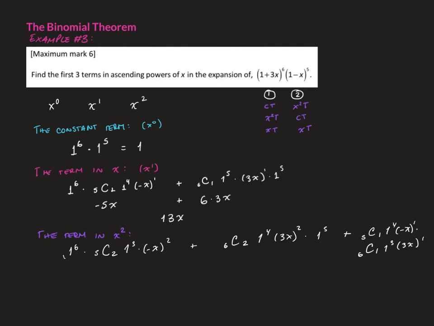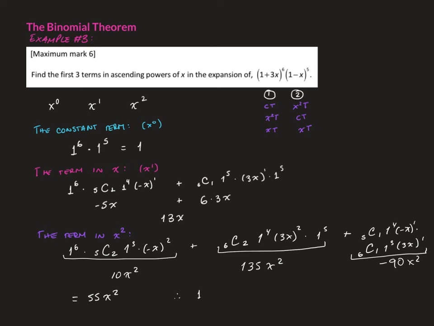The first term is equal to 10x squared. The second term is equal to 135x squared. And the third term equals minus 90x squared. In total, this is going to be 55x squared. So, our final answer is that the first three terms in ascending powers of x are 1 plus 13x plus 55x squared.